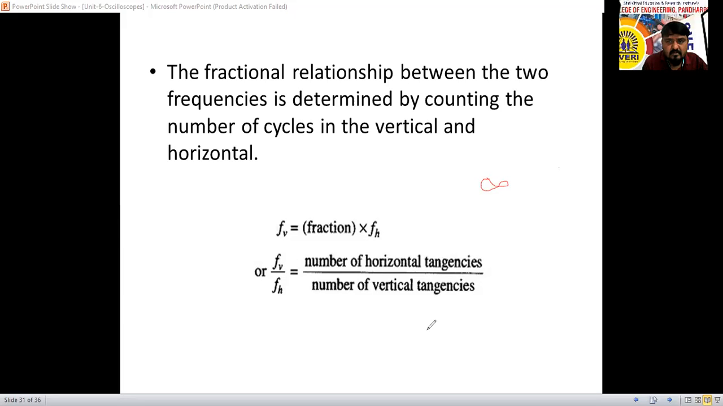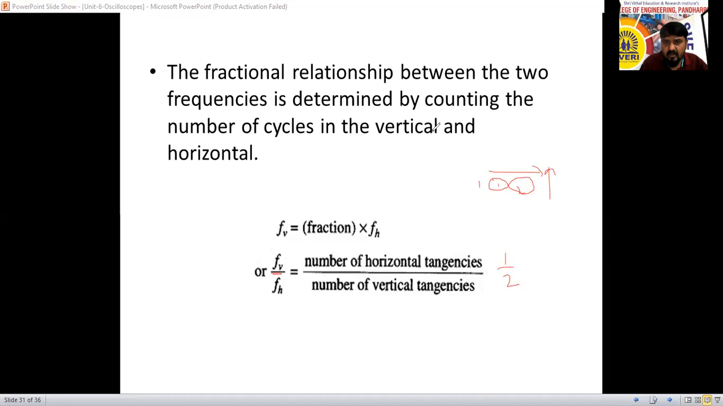How many horizontal tangencies are there and how many vertical tangencies are there here? How much is it? Yes? Speak a little loudly. See here, for the horizontal we are going to count like this. For vertically we are going to count like this. So vertically how much is there? 1 is there. Horizontally it is 1 and 2 are there. So 1 by 2 here now. You can write this one. FV equal to 1 by 2 FH or FH equal to 2 FV. Both are correct only, right?